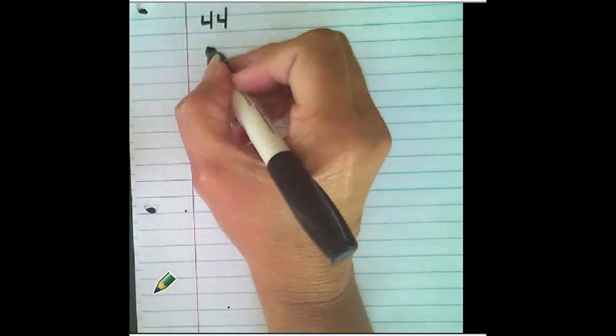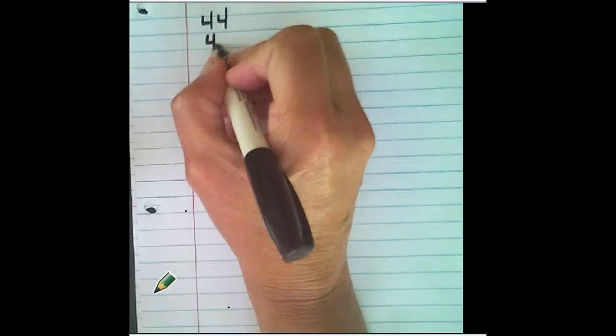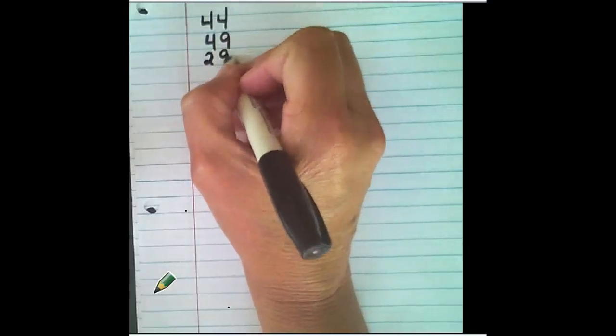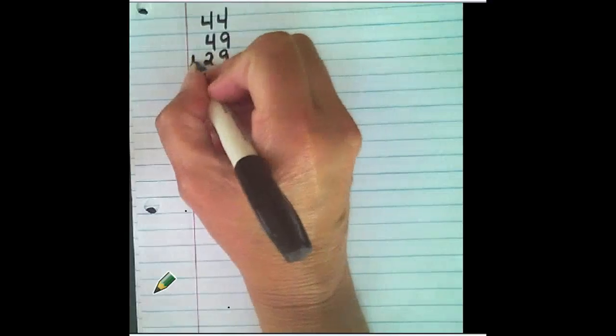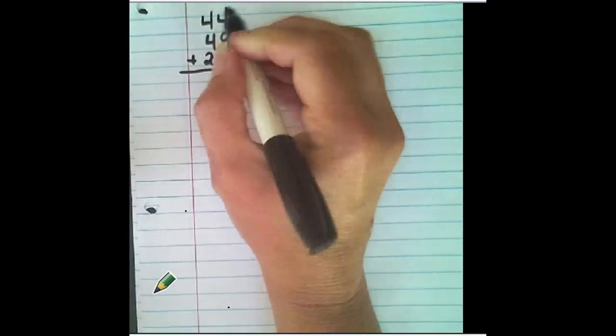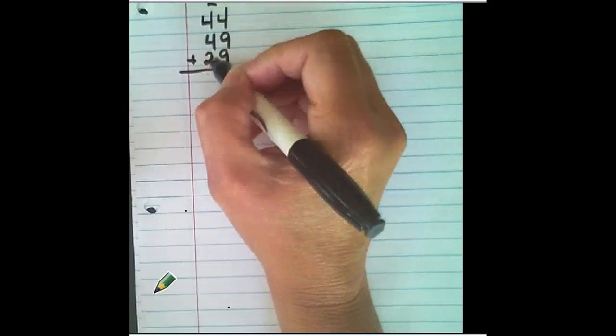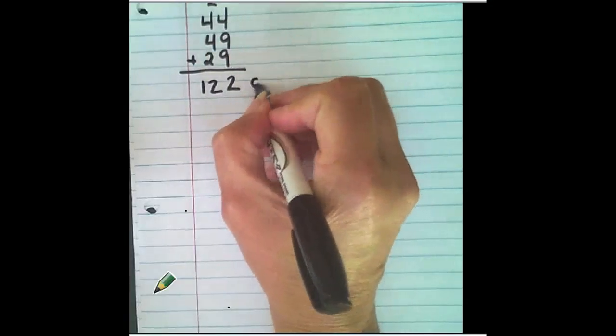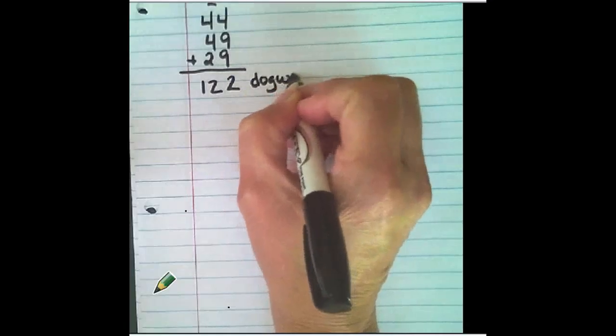So we need to go through this story problem, and we need to look, and we said there are currently 44. They're going to plant 49 today, and they're going to plant 29 more tomorrow. So we need to add all of those. We would have 122 dogwood trees.